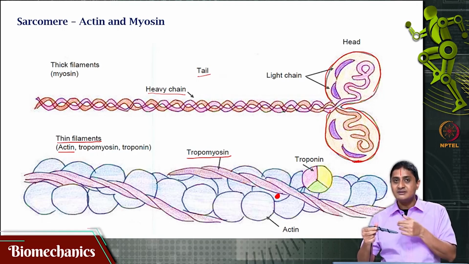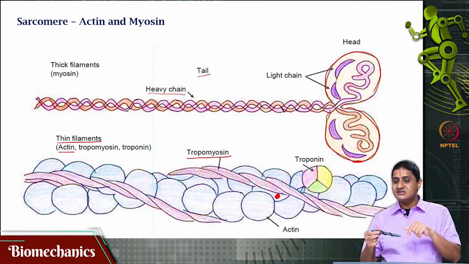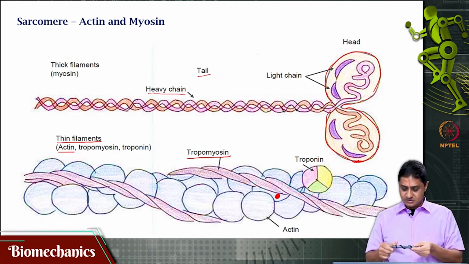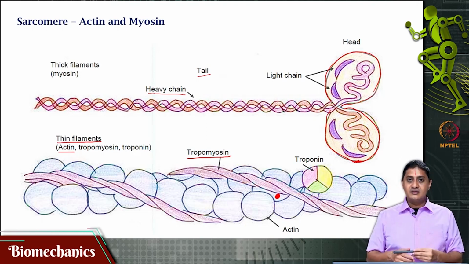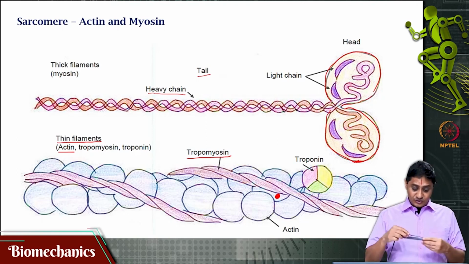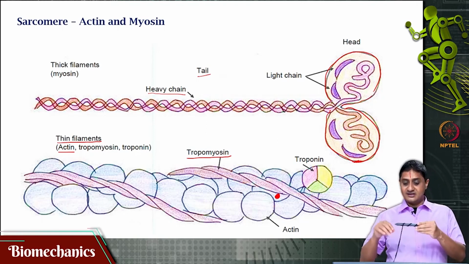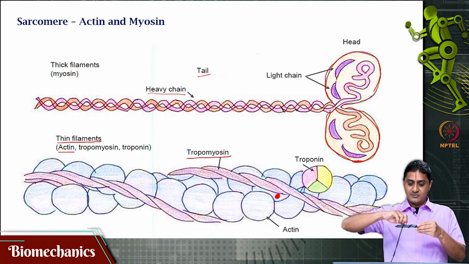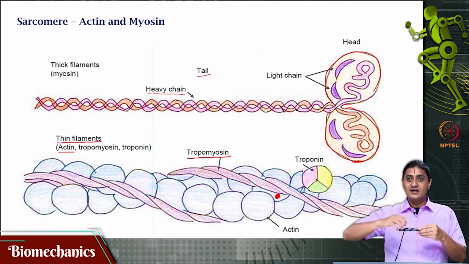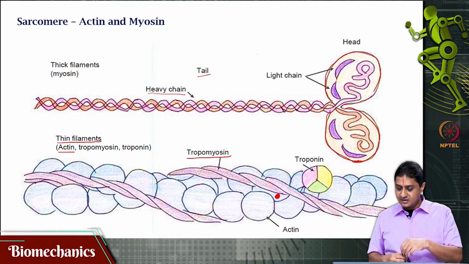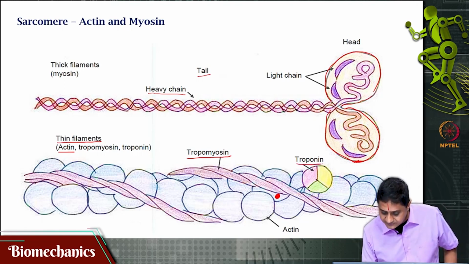Why is it not visible? Because this thread is hiding it, this thread is intentionally hiding it. Wow. Then how is force produced? It turns out that to this thread another protein is attached like this. Let us say another protein is attached at this point. That protein is called troponin.